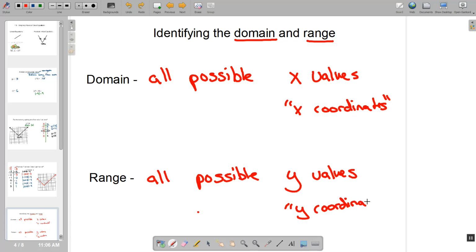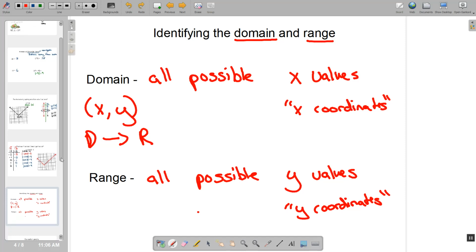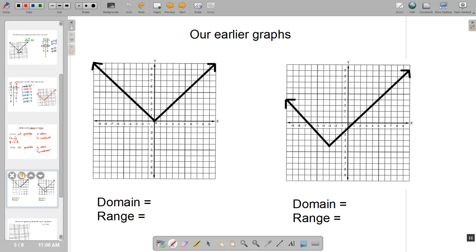The way that I remember that the domain is the x values and the range is the y values is I remember that x comes before y in this ordered pair and in the alphabet, and D comes before R in the alphabet. So my domain is all my possible x values, and my range is all my possible y values. So let's look at the two graphs that we made earlier. Let's look at the left graph first. This is y equals the absolute value of x.